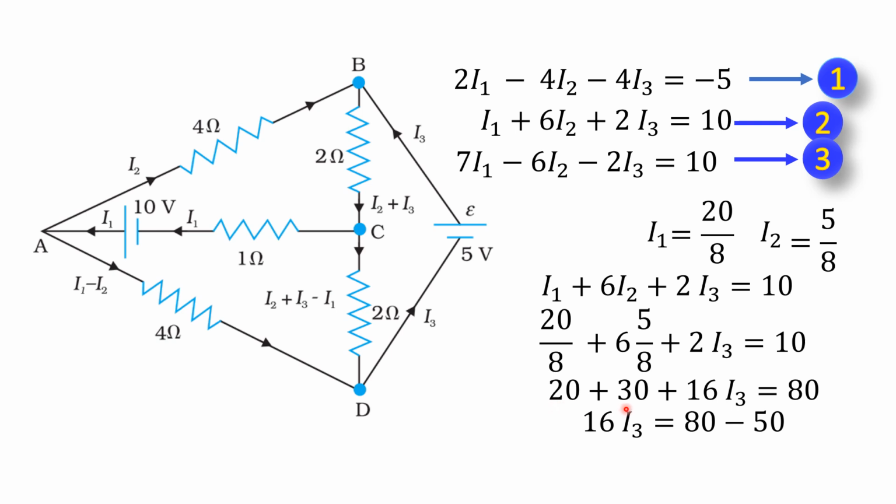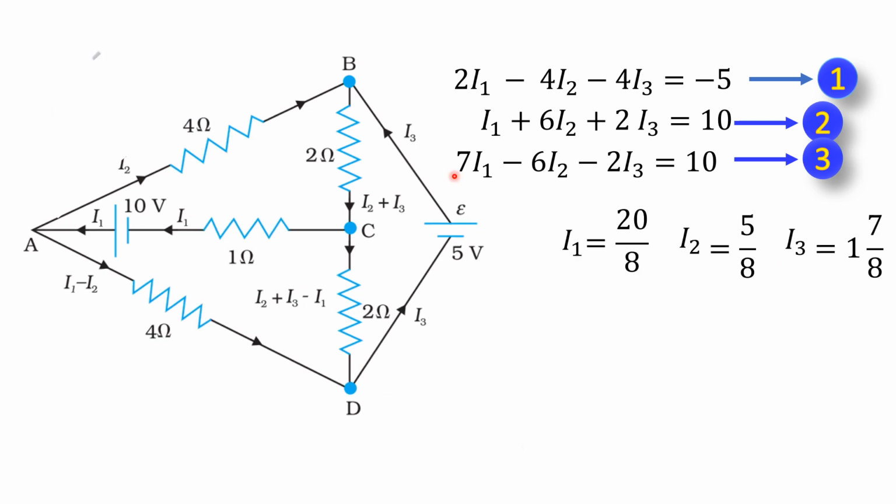So 20 plus 30, 50. 50 plus 16 I3 is equal to 80. 16 I3 is equal to 80 minus 50, because bringing this 50 to the right hand side, we get minus 50. So simplifying this value, we get 30. 16 I3 is equal to 30. So I3 is equal to 30 by 16. Simplifying this value, we get 1 into 14 by 16, and simplifying this 14 by 16, we get 1 into 7 by 8. Now we have I1, I2 and I3 values.